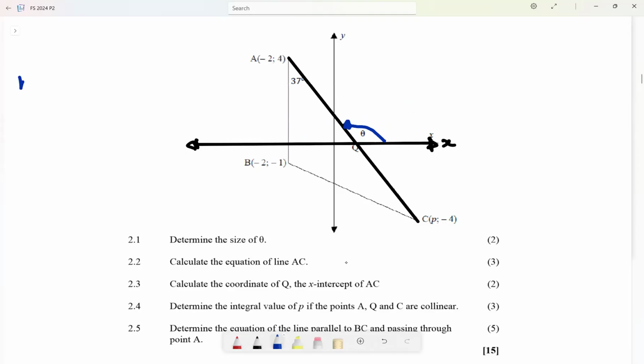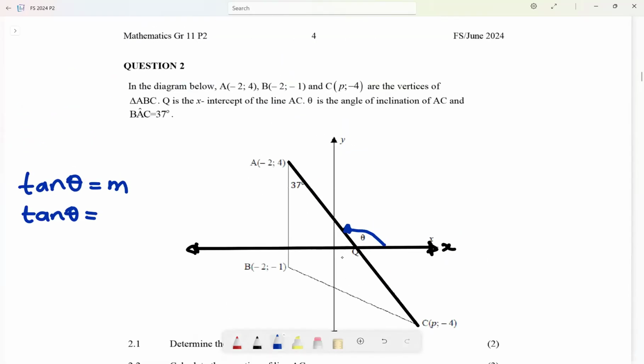Okay? So now remember, how do we calculate my angle? The formula says the gradient m is equal to tan theta. Or tan theta is equal to the gradient. However, tan theta is equal to the gradient. What is theta we are looking for? What is the gradient for? Did they tell you the gradient of AC? No, they did not. So it's fine.